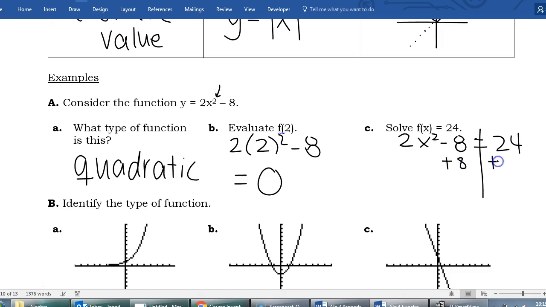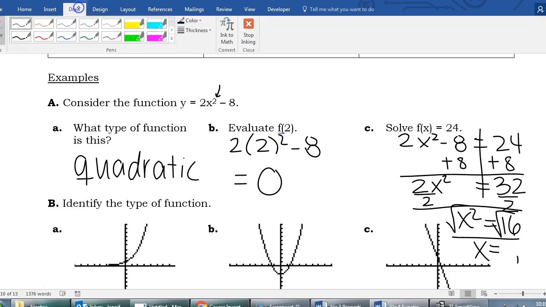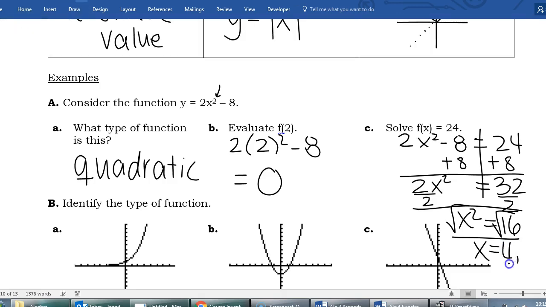So I can solve this just like a linear equation. I'm going to add 8 to both sides to undo that. I'm going to divide by 2 on both sides to undo that. So far, this is just like a linear equation. But now that I have a power 2, the opposite of a square is a square root. If that's not something you've done before, that's okay. We're actually going to talk about that more in depth when we get to our quadratic chapter. But that should be a 4 and a negative 4.